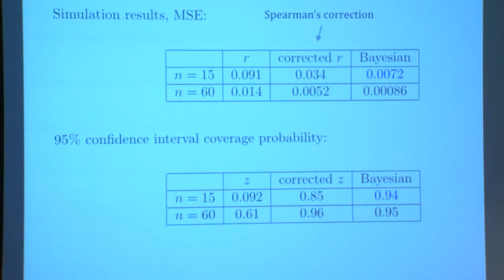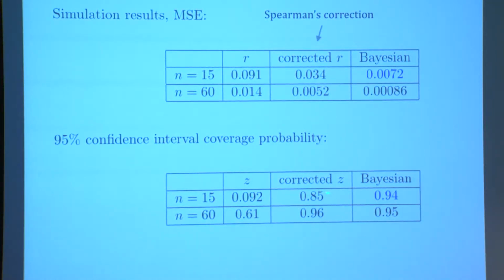So here are some simulation results from the simple analysis that we did. We look at the mean squared error from the uncorrected correlation with 15 trials. Here's the mean squared error here. If you use Spearman's correction, it's much smaller than the uncorrected, which is good. But if you do it the way we did, it's actually much smaller than Spearman's method. And if you look at the 95% confidence interval coverage probability, this is a Z-transformed correlation, if you don't do the correction, terrible coverage.